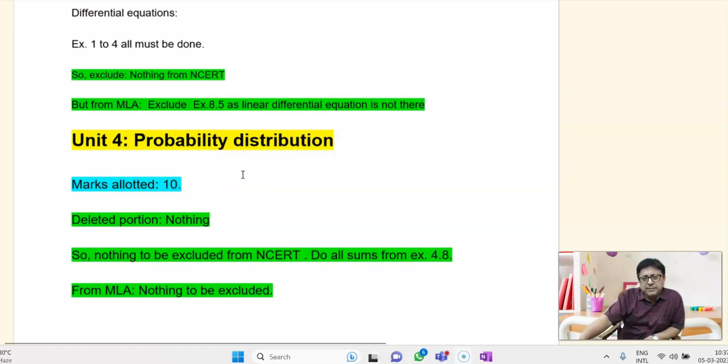All the concepts you remember: mean, variance of distribution, mean and variance of binomial, Poisson, normal distribution. So you practice accordingly. Okay. During revision time, first exercise 4.8 you will do, and then selected sums from ML Agarwal. Okay. That selection must be done by yourselves. Okay. I'll not mark these are important, those are important like that. Okay. So you will decide.